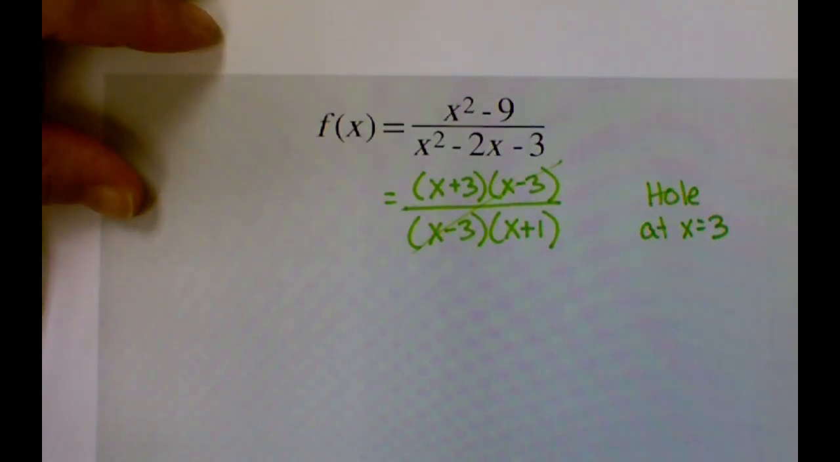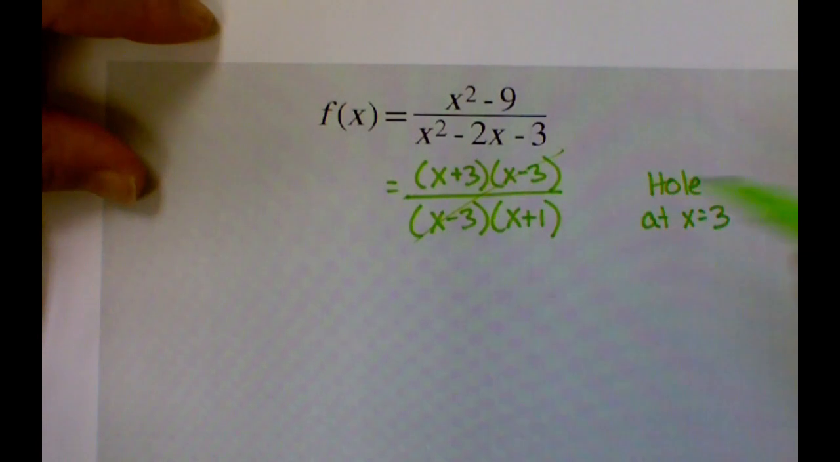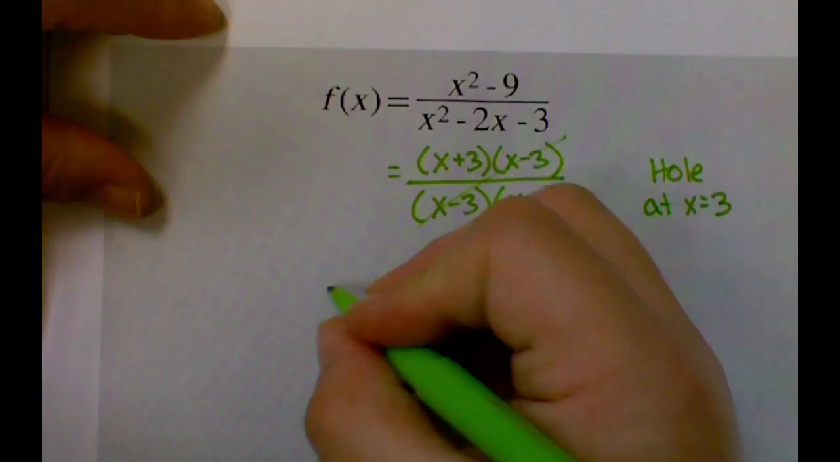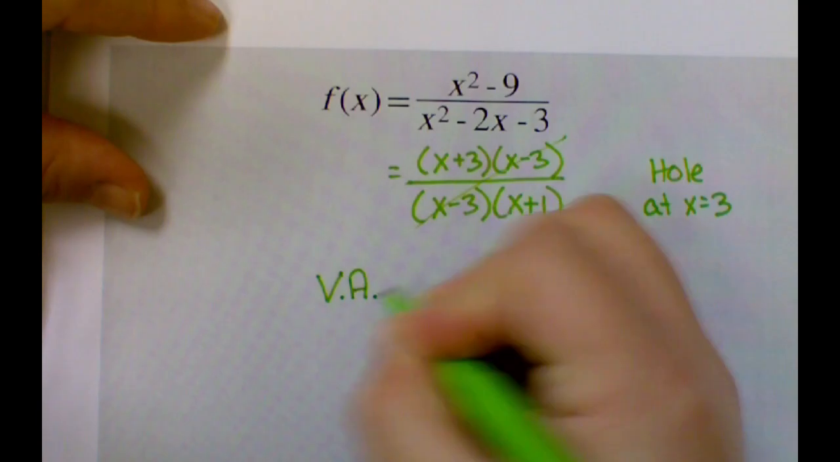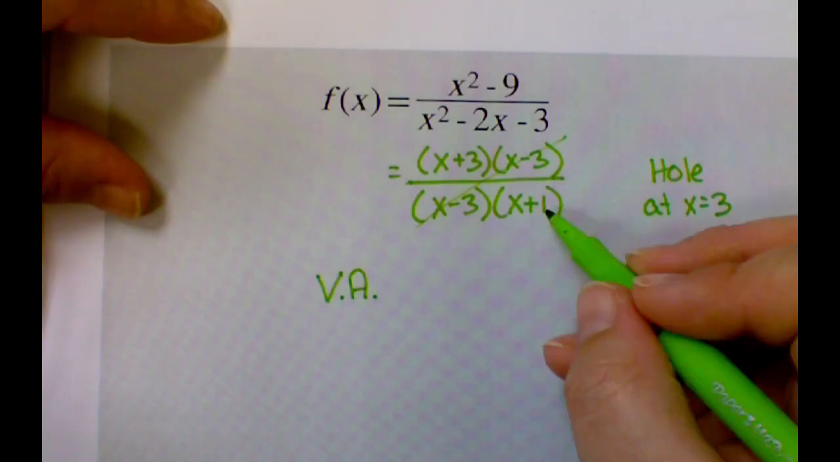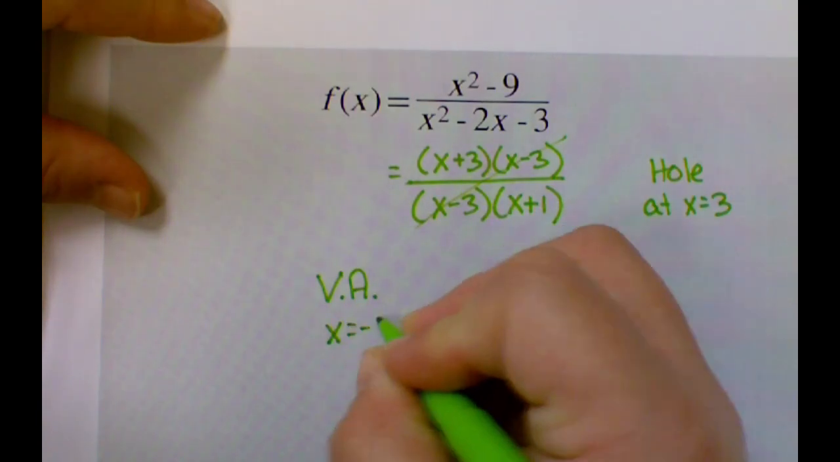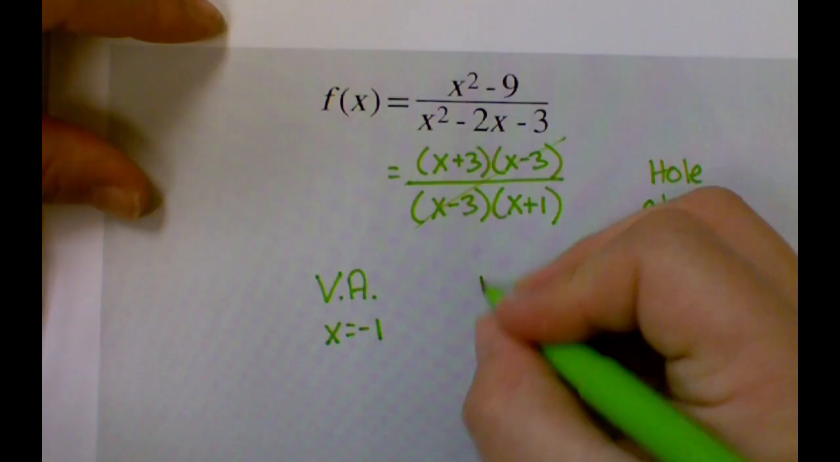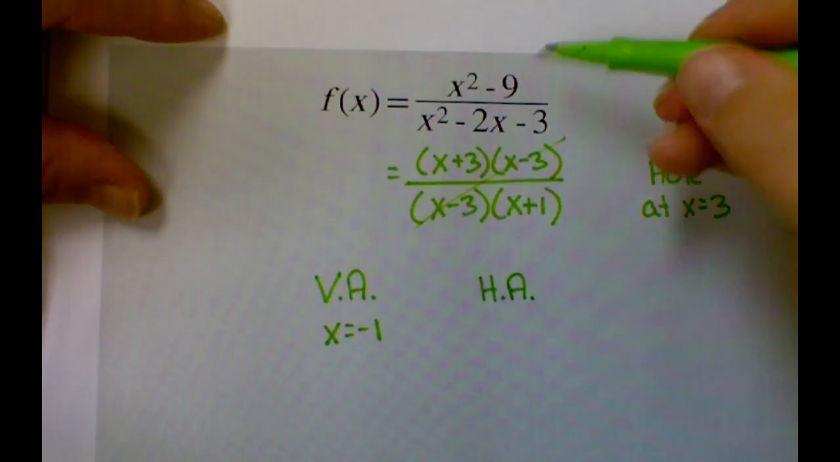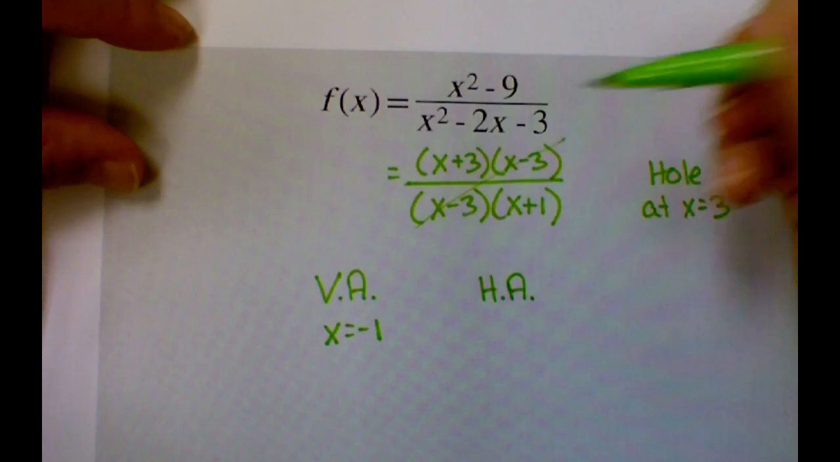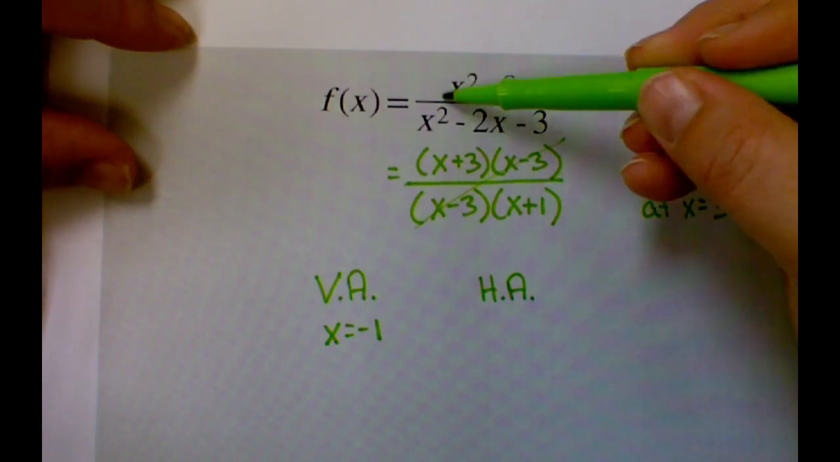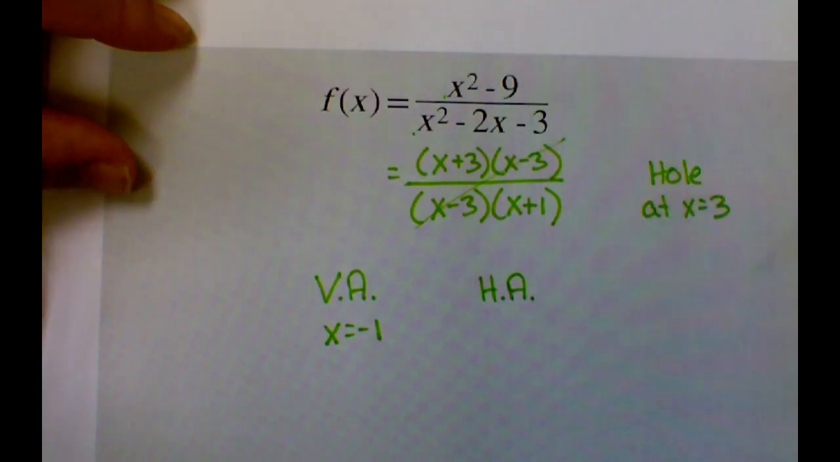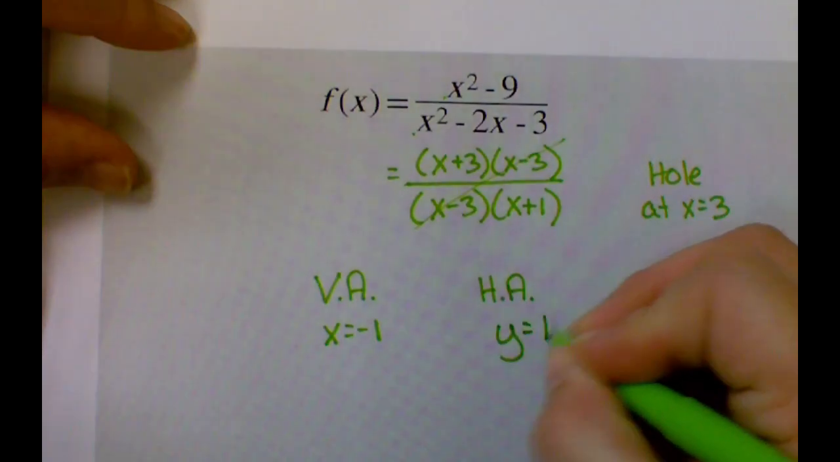Now, we're mostly just talking about asymptotes, but I need you to realize that is just a hole in the graph. So vertical asymptotes, the things that are left that make the denominator 0, is just x equals negative 1. For my horizontal asymptote, my numerator and denominator have the same degree. So I just take my leading coefficients, which is a 1 and a 1, and I get y equals 1 over 1, which is just 1.